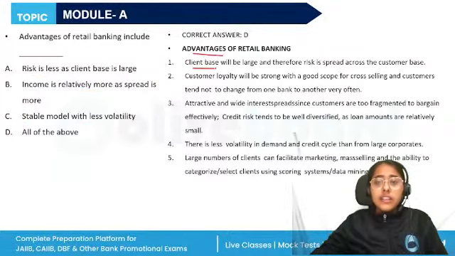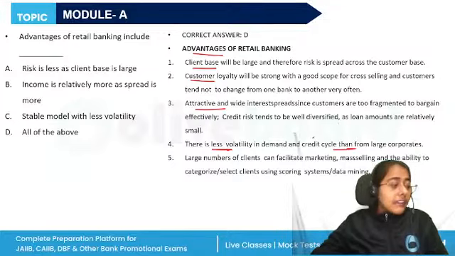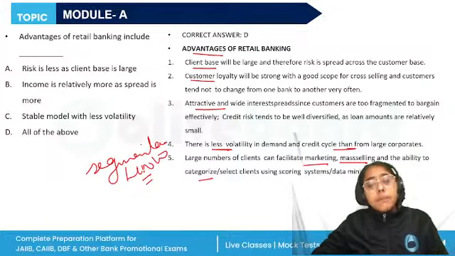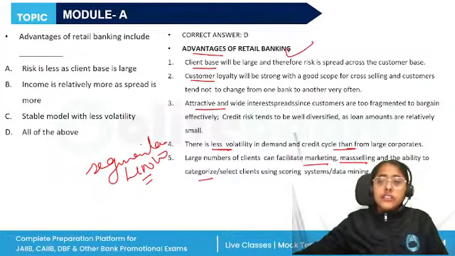So what are the advantages? Customer loyalty, attractive and wide interest spread. Since customers are too fragmented, there is less volatility as compared to large corporates, and a large number of clients can facilitate marketing, mass selling, and so on. We practice customer segmentation. We have high net worth individuals to whom we can sell third-party products as well, and other products and services. So these are the advantages. The correct answer is option D.